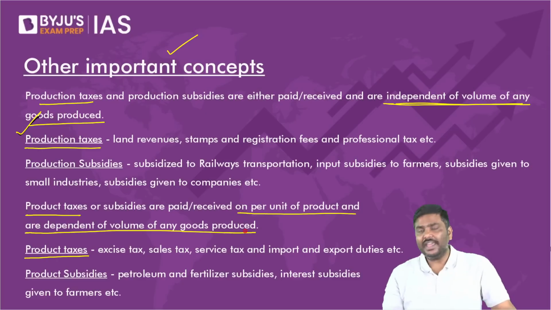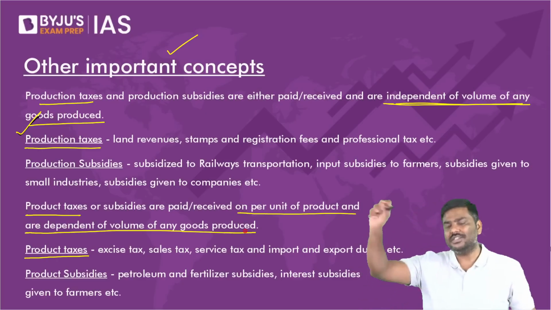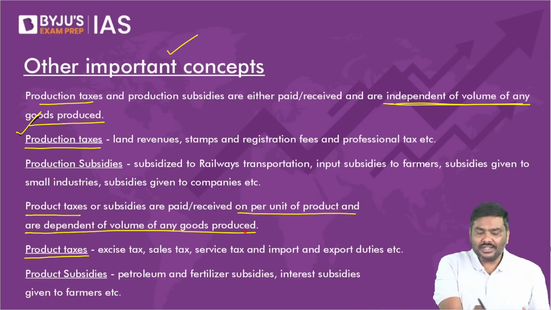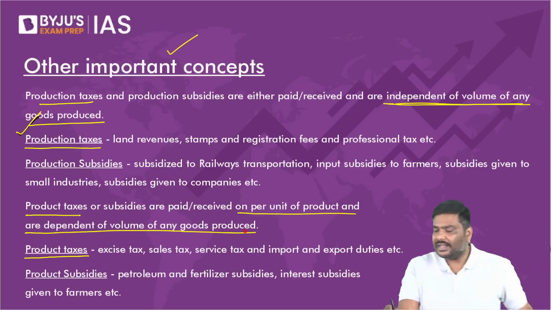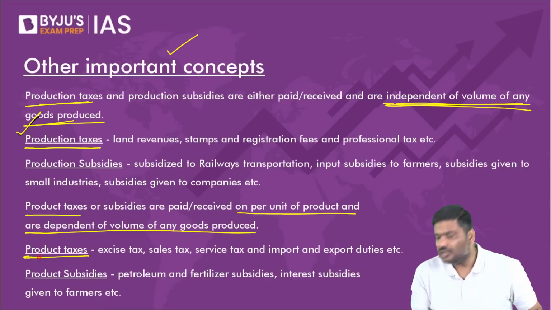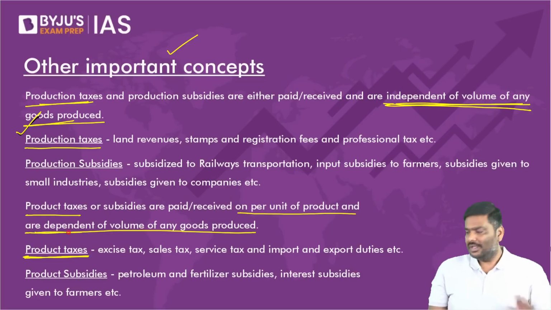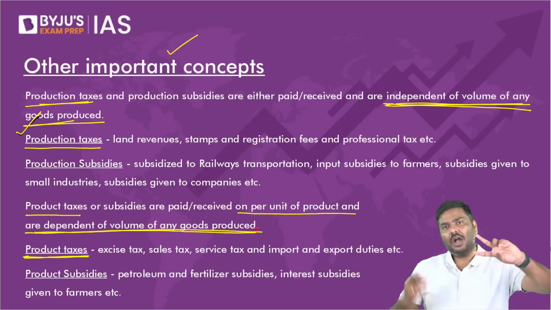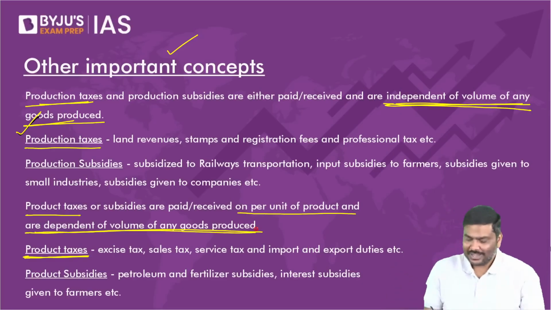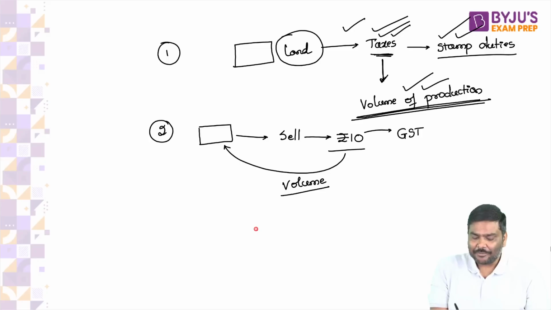Some of you are saying, sir, you are not writing what you are saying in the statement. Is it there in the statement here? Production taxes are independent of the volume of goods produced, and product taxes are dependent on the volume of goods produced. These are two types of taxes. How do we use them? Have patience. I need to discuss two more types. That is subsidy.